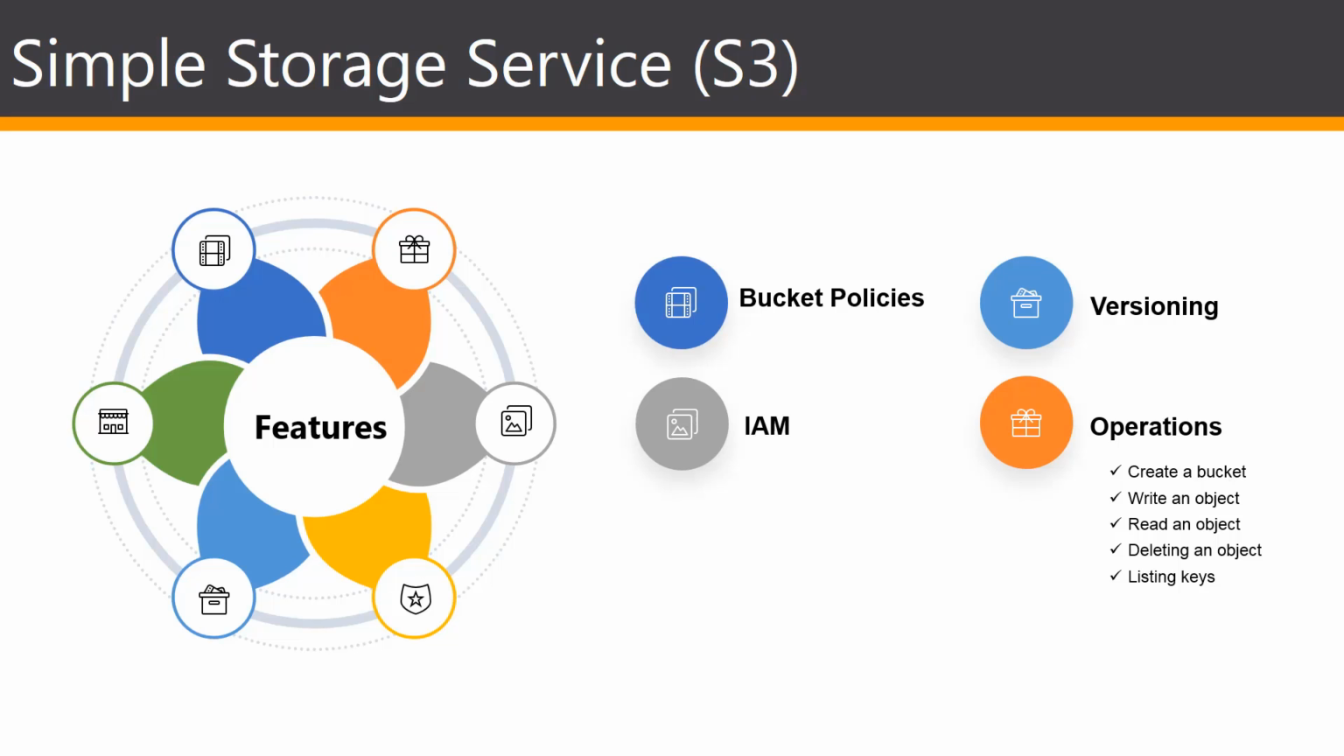Additionally, there are the most common operations that you can execute through an API with S3, such as creating a bucket, writing an object, or storing by creating or overriding an object within a bucket, reading an object, deleting an object, and listing keys, which basically lists the keys contained in any of the buckets.